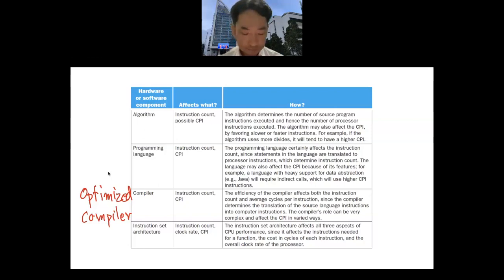But the term optimized compiler here, if you use a search engine to search for optimized compilers, you may find some. If you want to use one, you have to buy it, and it is very expensive because it can reduce the instruction count. When you reduce the instruction count in your program, what does it mean?